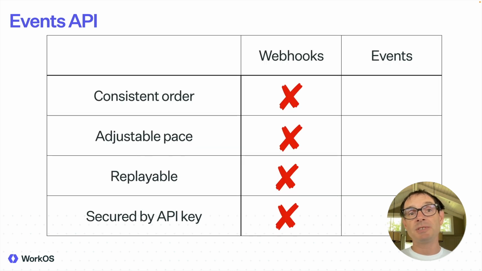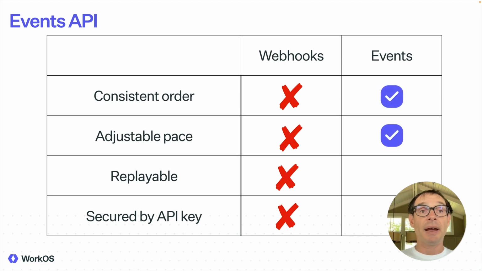These events contain the same content as our webhooks. In consistent order, your app controls the pace of consumption. You can replay events that your app has already seen. And since your app is using API keys, there's no extra signature verification necessary. I'm going to hand it over to my colleague Sherry for a demo integrating events.